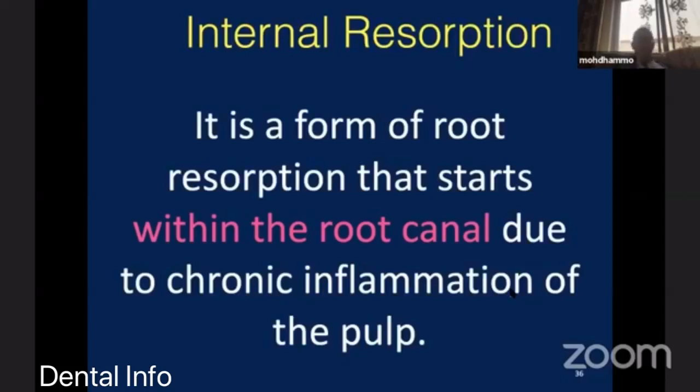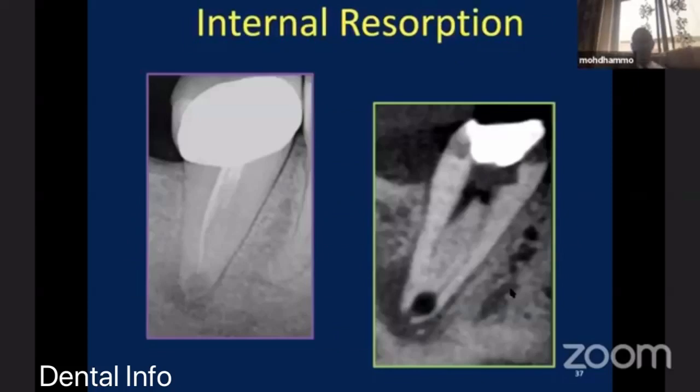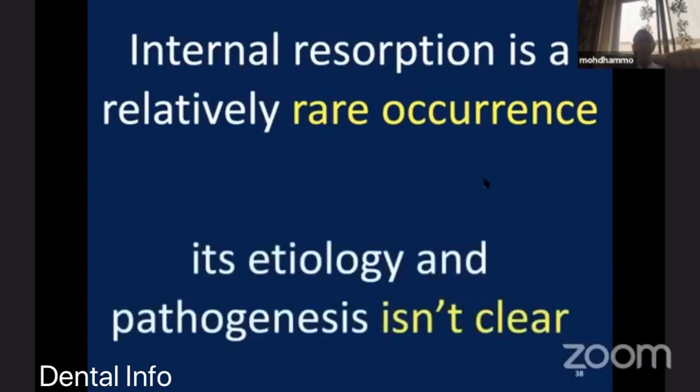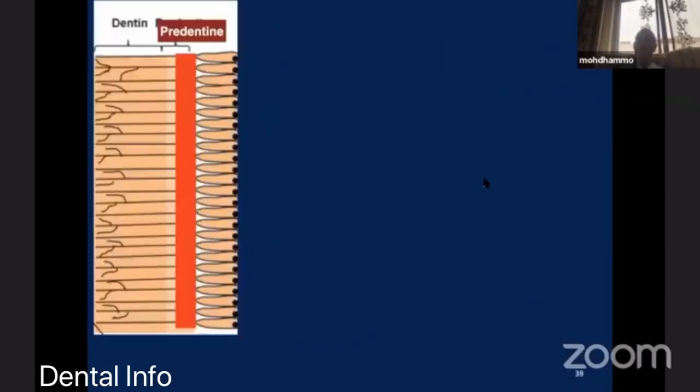So now you can notice here, it is inside the root canal, and it is due to inflammation of the pulp. So here is an example of internal resorption which occurred inside the root canal system. Internal resorption is a relatively rare occurrence. We don't see it frequently. And its cause, or etiology, is unknown. It's not clear exactly why internal resorption happens.